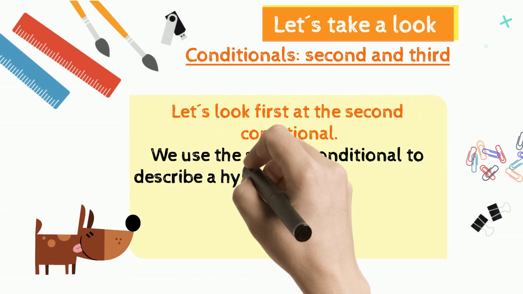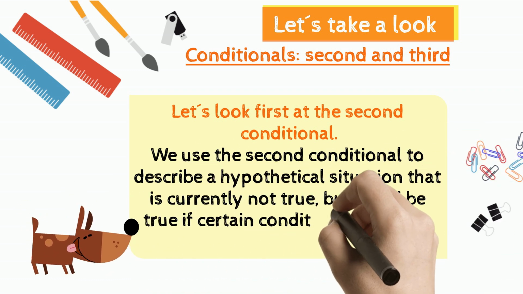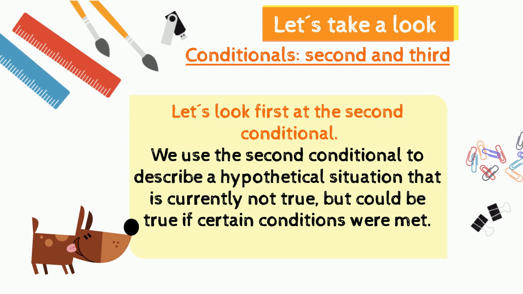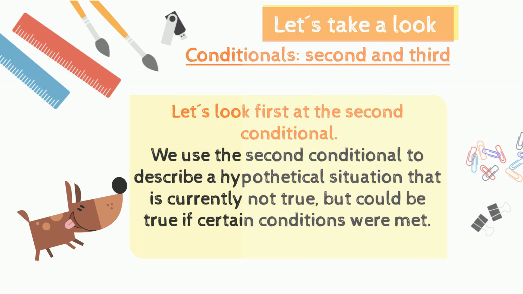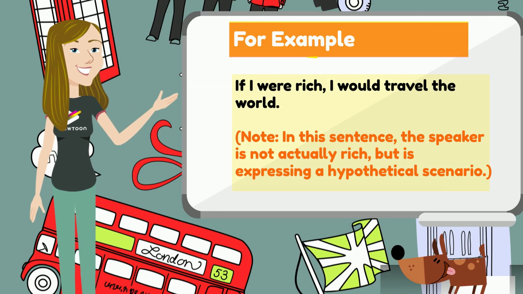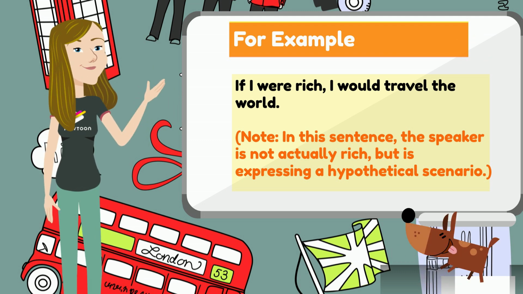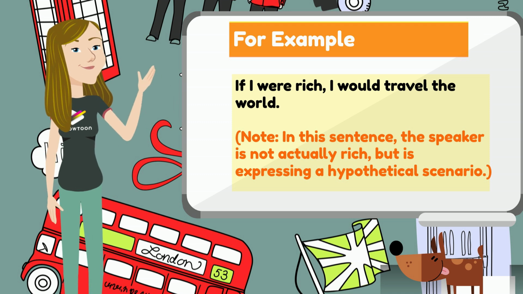We use the second conditional to describe a hypothetical situation that is currently not true but could be true if certain conditions were met. An example: if I were rich, I would travel the world. Note, in this sentence the speaker is not actually rich but is expressing a hypothetical scenario.